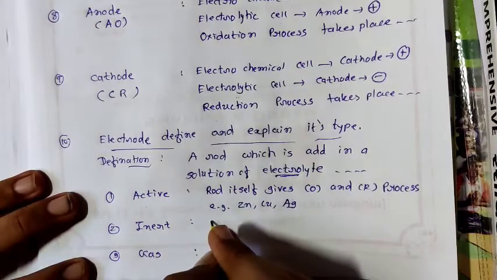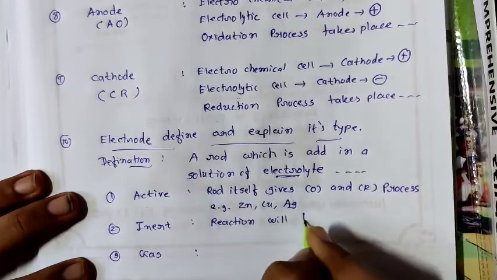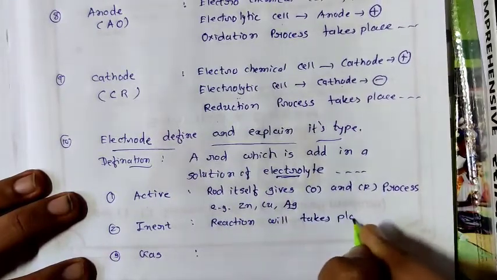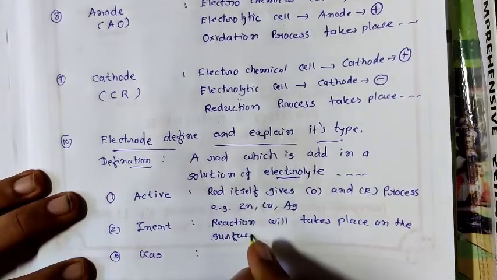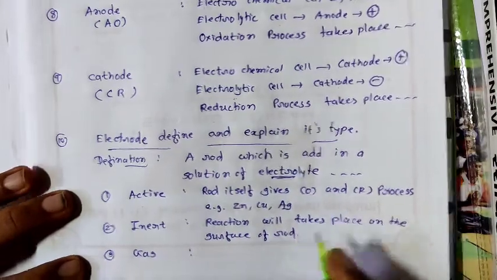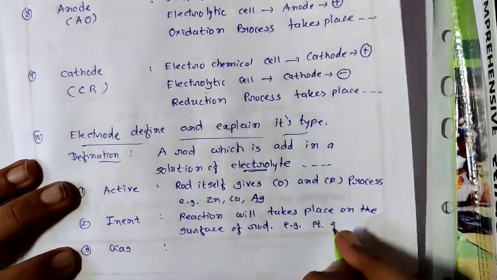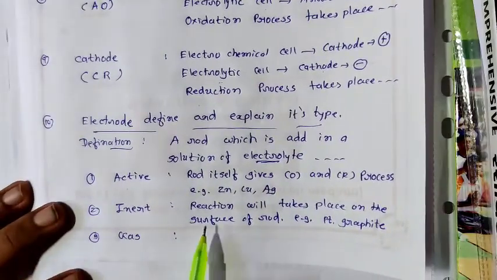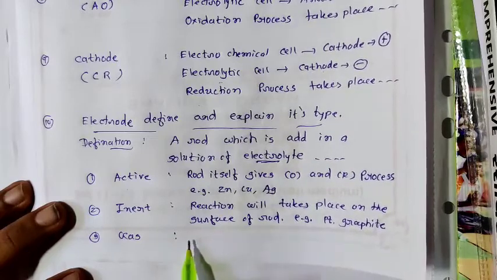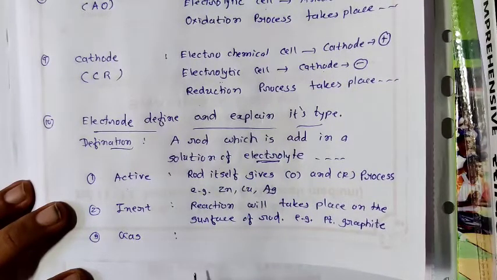While in an inert electrode, the reaction takes place on the surface of the rod. This type of rod is known as an inert electrode, and the examples are platinum and graphite. So the reaction takes place on the surface of the rod. This type of electrode is known as an inert electrode. Platinum and graphite both are inert electrodes.